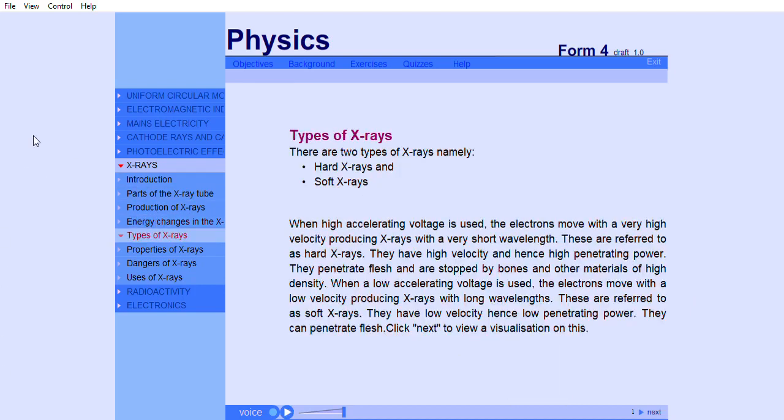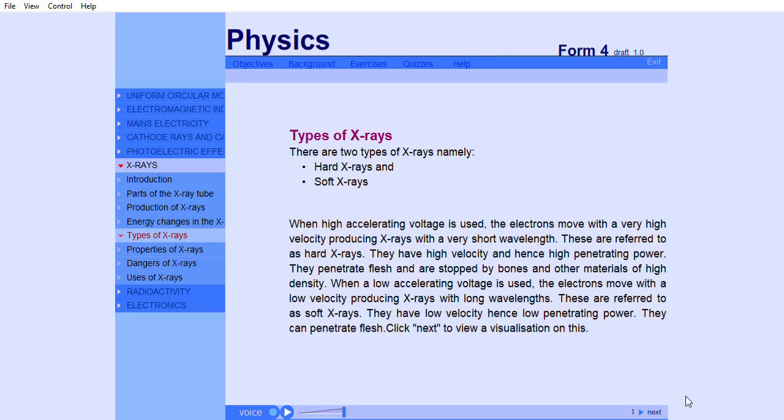Types of X-rays. There are two types of X-rays, namely hard X-rays and soft X-rays. When high accelerating voltage is used, the electrons move with a very high velocity, producing X-rays with a very short wavelength. These are referred to as hard X-rays. They have high velocity and hence high penetrating power. They penetrate flesh and are stopped by bones and other materials of high density.